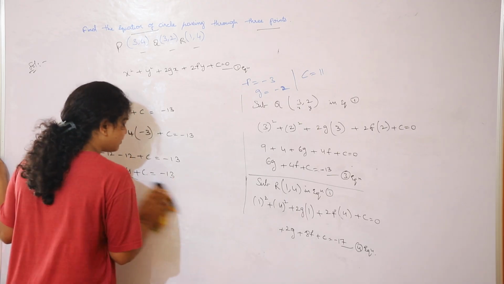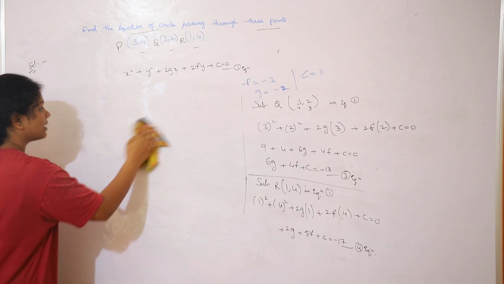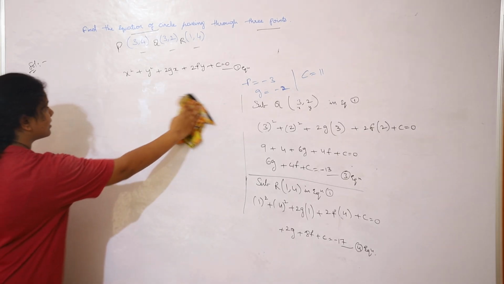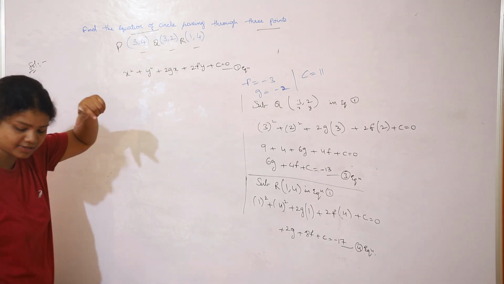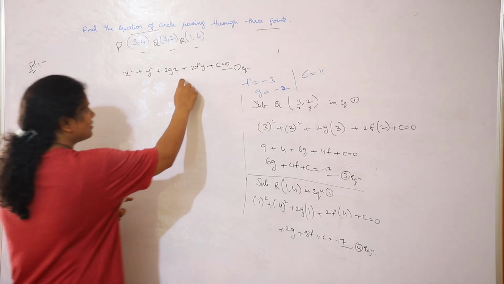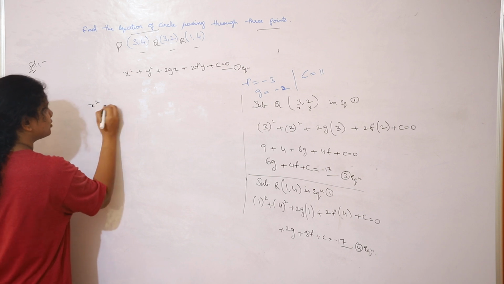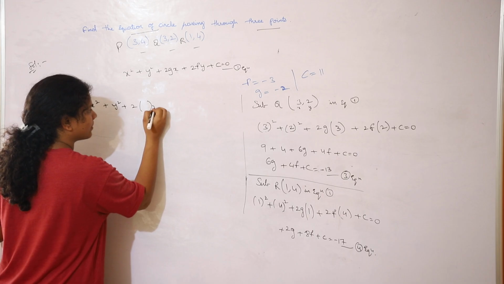Now they have asked us to find the equation of the circle. Don't forget the question. We are done till here, but they are asking to find the equation of the circle. Now how do you find the equation of the circle? Very good. Substitute the g value, f value, and c value in the general equation.